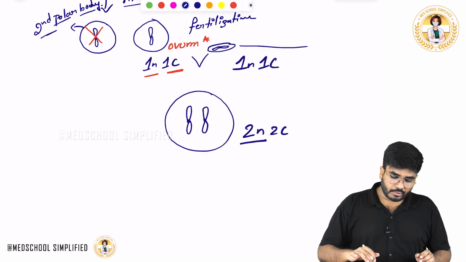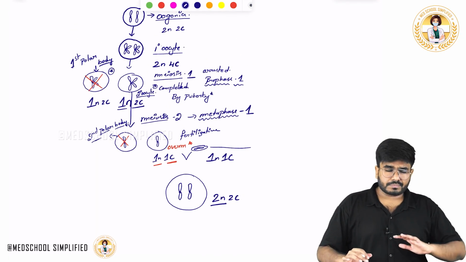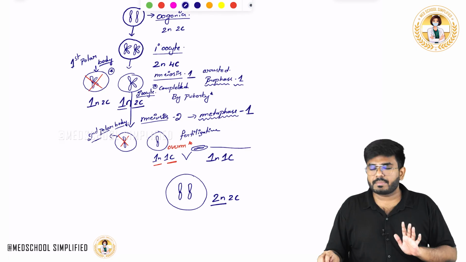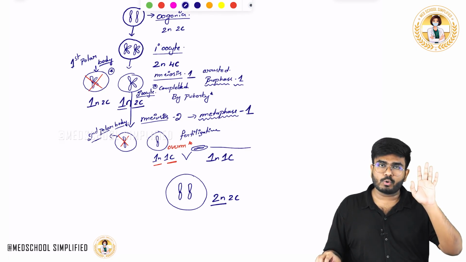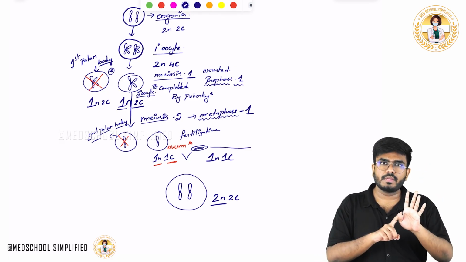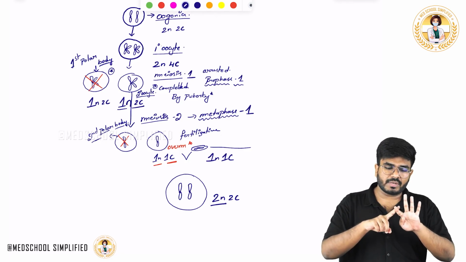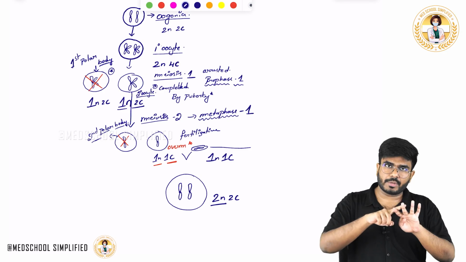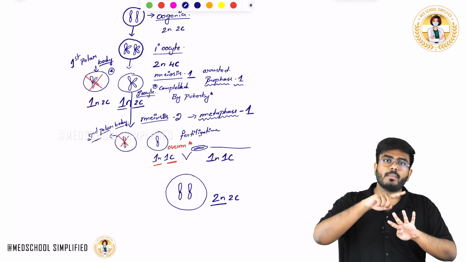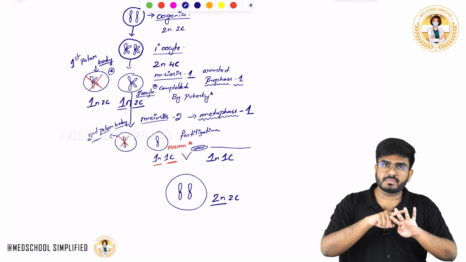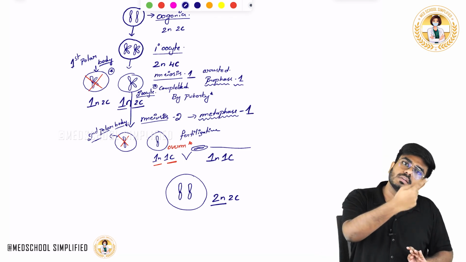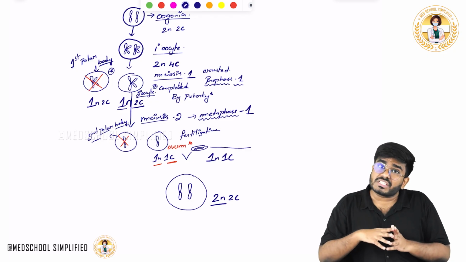So, in this video, what we have discussed is complete spermatogenesis and oogenesis. As a recap, spermatogenesis starts from the spermatogonium. Spermatogonium forms the primary spermatocyte. Primary spermatocyte enters meiosis 1 and becomes secondary spermatocyte. Secondary spermatocyte enters meiosis 2. At the end of meiosis 2, you have the spermatids. The spermatids become sperms by the process called spermiogenesis.